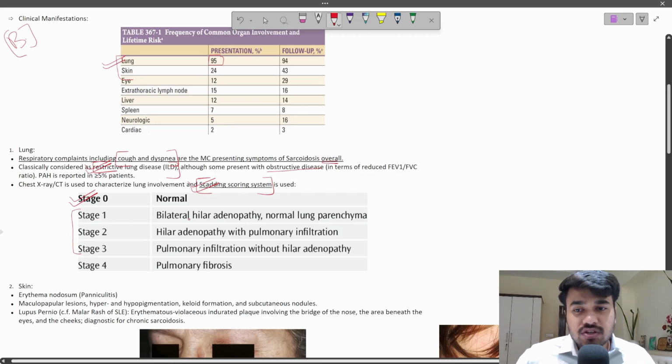Stage 1 corresponds to bilateral hilar lymphadenopathy with normal lung parenchyma, while stage 2 has both hilar adenopathy as well as pulmonary parenchymal infiltration. So stage 2 means both lymph nodes and lung parenchyma are involved simultaneously. In stage 3, parenchymal infiltration is there, but there is no hilar lymphadenopathy, so only parenchymal involvement. While in stage 1, only lymph nodes are involved and the parenchyma is normal. And stage 4 is pulmonary fibrosis. So that's how you can remember this Scadding scoring system.